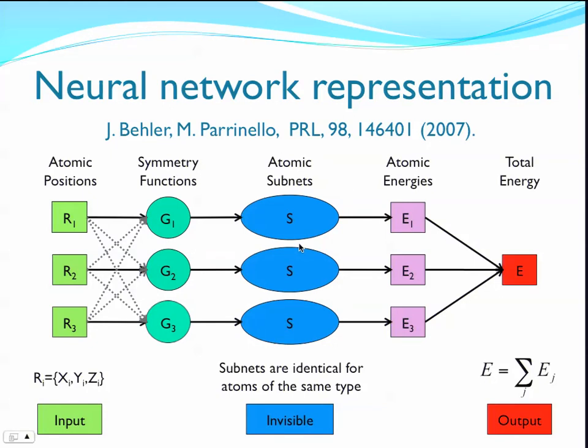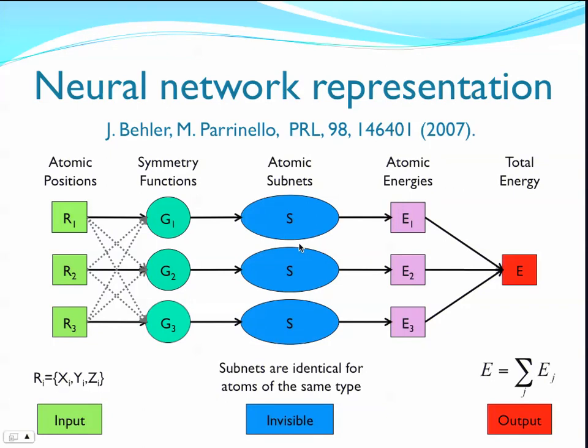In this scheme, the total energy of the system is split into atomic components, and each atomic energy is calculated by its own neural network. Of course, in order to make energy invariant to atom permutations, these atomic neural networks should be identical for atoms of the same types.